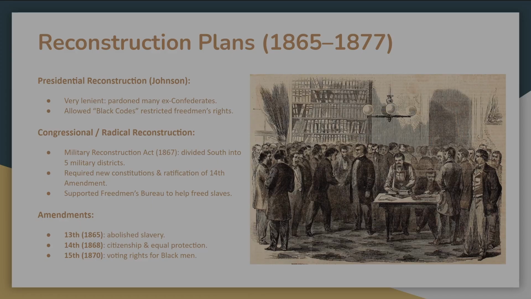Some of the amendments are the 13th, which abolished slavery. You have the 14th, citizenship and equal protection. And the 15th, voting rights for black men.